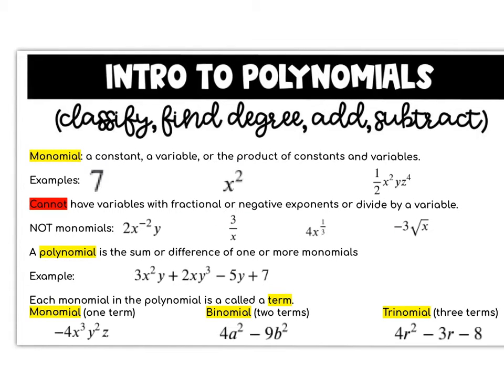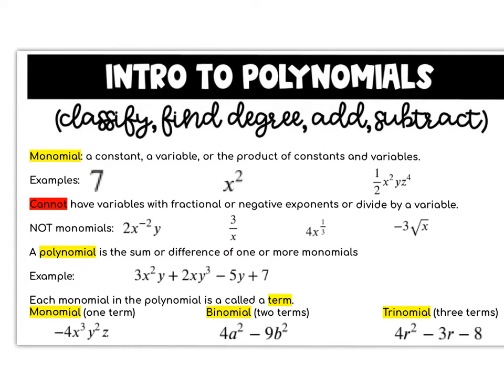Now, a polynomial, poly means many. It's the sum or difference of one or more monomials. So it is monomials all connected by pluses and minuses. So 3x squared y, that's a monomial, plus 2xy cubed, that's a monomial, minus 5y, that's a monomial, plus 7, that's a monomial. So a bunch of monomials divided by pluses and minuses. And each of those is called a term. So this polynomial has 1, 2, 3, 4 terms.